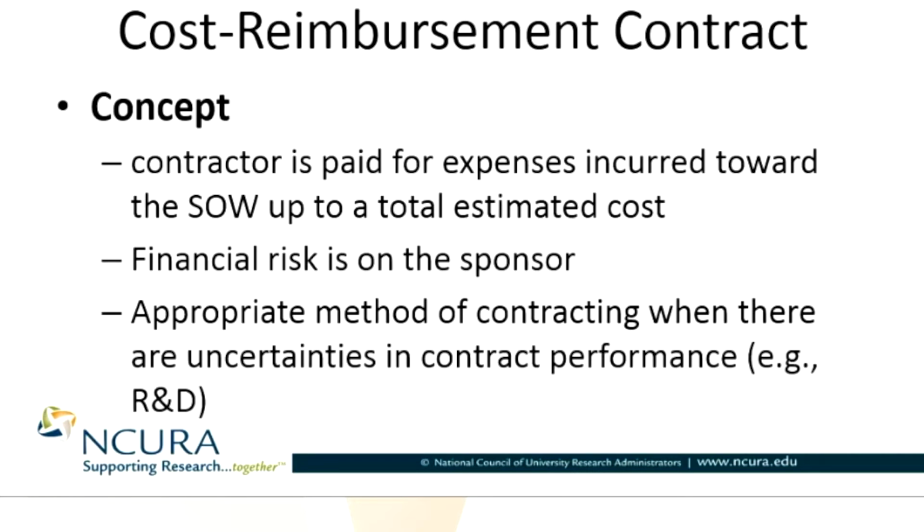This is the appropriate method of contracting when there are uncertainties in contract performance. For example, it is common in the sponsored research arena, universities performing sponsored research, to not be able to guarantee that you will be able to achieve particular results. You can certainly work towards performing certain experiments, doing the work, but you can't guarantee what the results will be because it's research. It's uncertain. The whole point of the exercise is to find out, can we prove out our hypothesis?